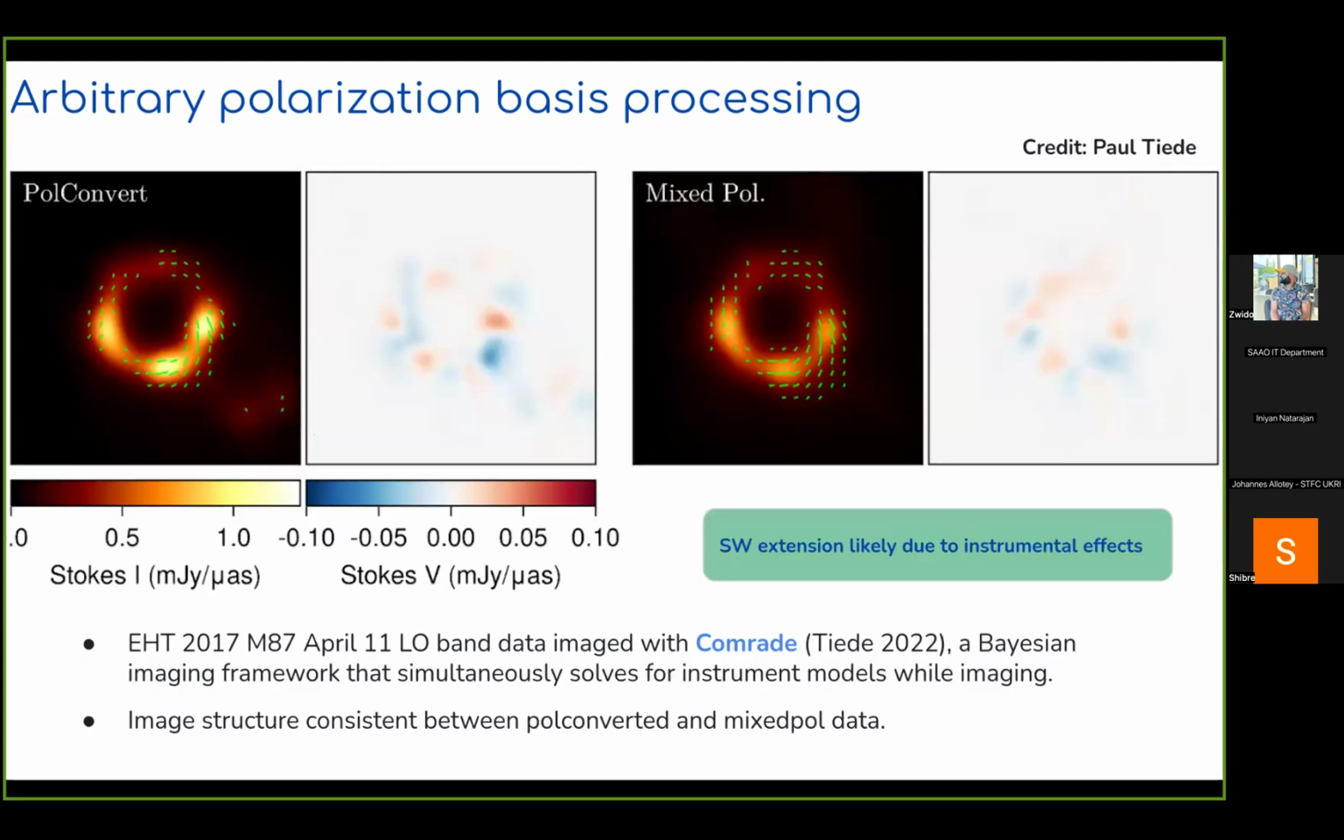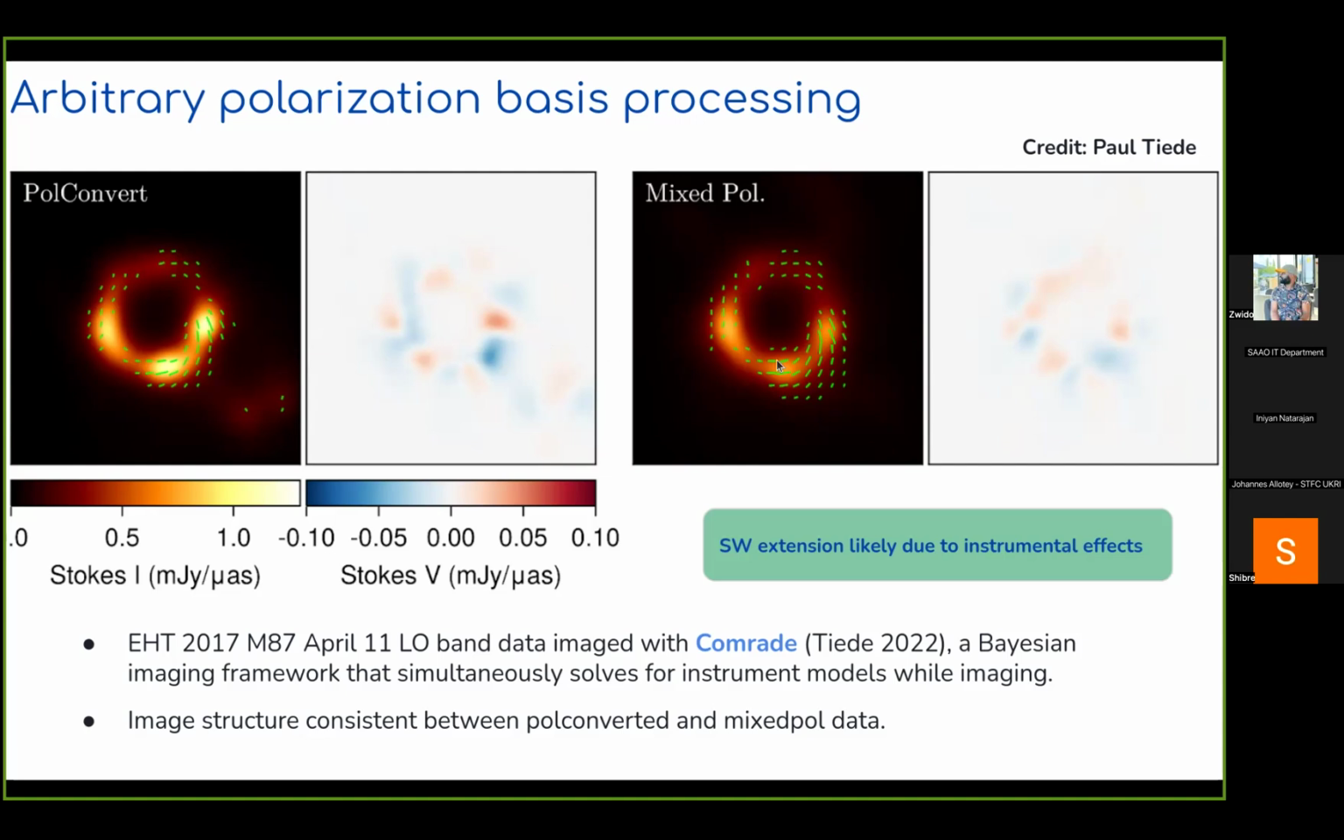And here is how we tested our mixed pol data calibration. We have a software called Comrade, developed by Paul Tiede, which is a Bayesian imaging framework. It also simultaneously solves for some instrumental models while imaging. On the left, you see what we had with the EHT 2017 data. If you go back to the EHT 2017 papers, you'll see images like this. These are from the PolConverted data, after ALMA data had been completely converted to circular polarization.